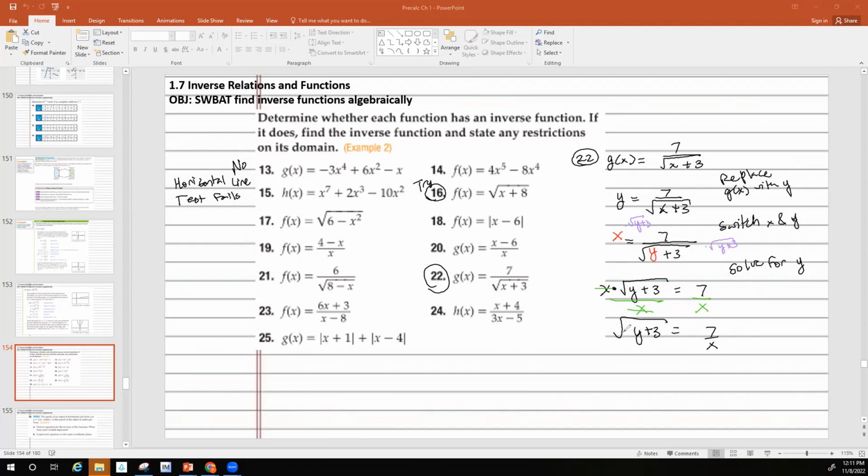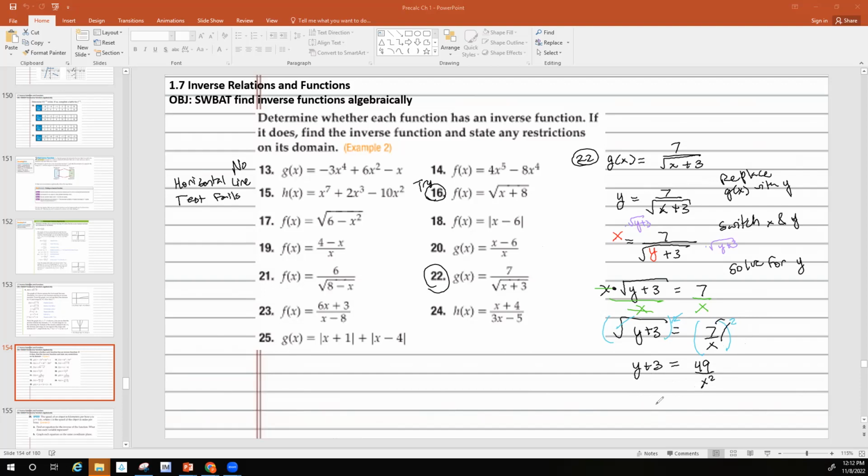And now, it's like an onion. You just do one step at a time. You peel one layer at a time. Now we have this next layer, which is the square root. So how do you get rid of a square root? The opposite of squaring is square rooting. Wait, the opposite of square rooting is squaring. So we're going to square both sides. I'm going to put parentheses because I want to square the top, the numerator, and the denominator. The square root and the square cancel each other out, and we get y plus 3 equals, and 7 squared gives us 49, and x squared gives us x squared.